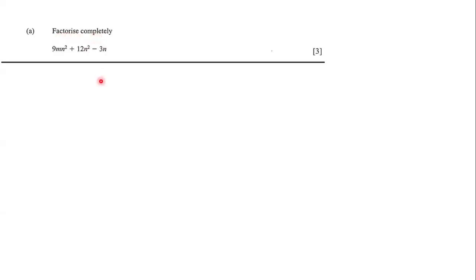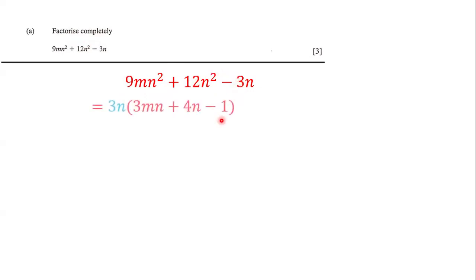Factorize completely. Notice that we have this expression, 9mn squared plus 12n squared minus 3n. And we have to factorize this expression. So here we have 9, we have 12, and we have 3. And we ask ourselves, what is the highest number that can go into 9, into 12, and into 3 without leaving a remainder? And the answer is definitely 3.